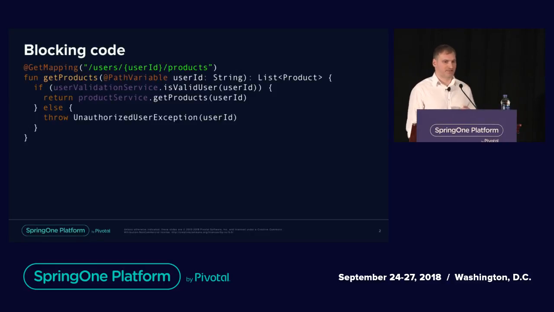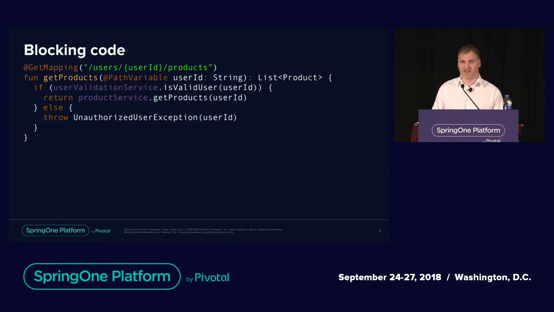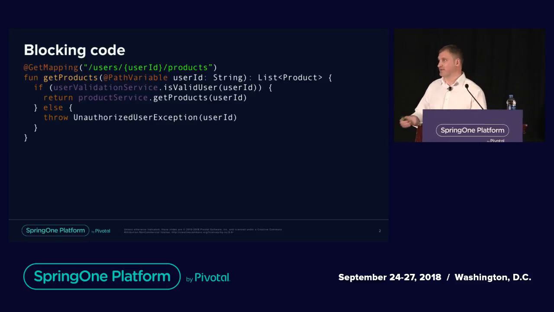So have a look at this code. It's quite a simple code. There is a web endpoint, a web method, which takes one parameter. And in that web method, we do two things in sequence. First, we check if a user is a valid user, if they have access rights to something. And later on, we are getting a list of products for that user. So the code is quite simple, straightforward. You can just have a look at it, and you know what happens.